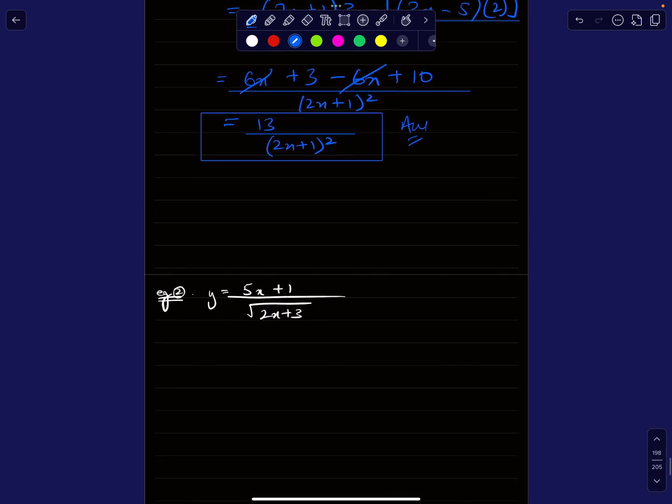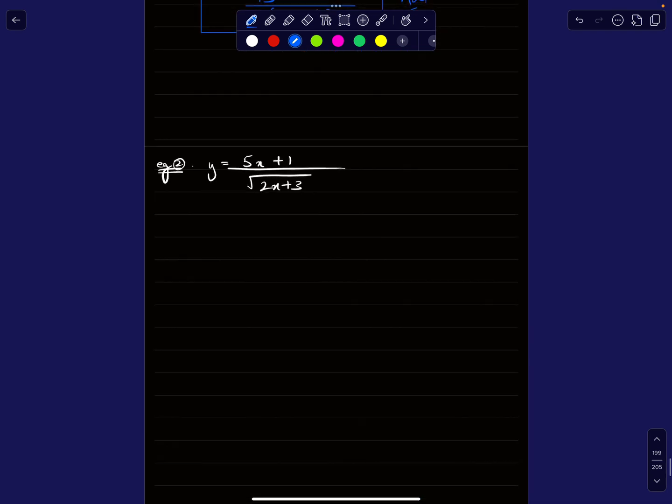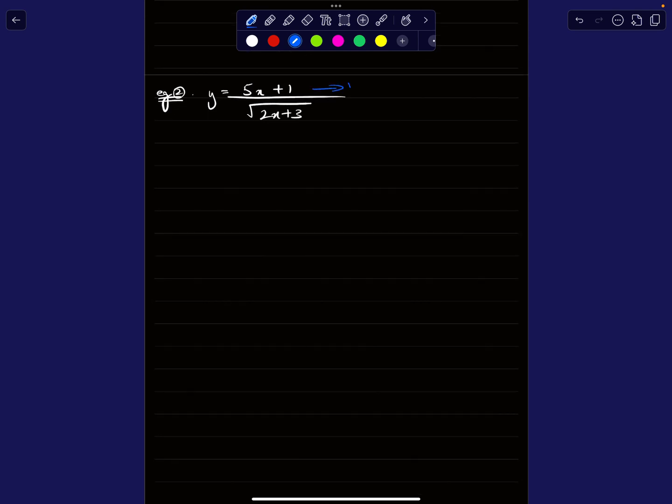In this case, we weren't given any value of x to substitute or find the exact value of the gradient. So we'll move on to our second example, 5x plus 1 over root 2x plus 3. We start off by determining our u and v, which are 5x plus 1 and root of 2x plus 3 respectively. Write down the root as a power. It just makes things easier.